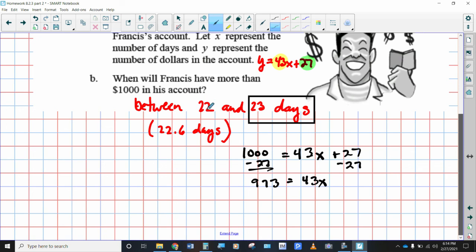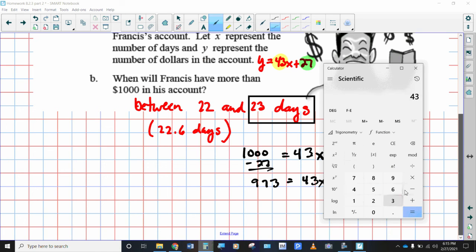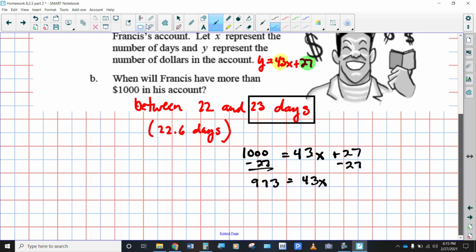But since in 22 days he will not have 1,000, it'll be on the 23rd day when he'll have just a little bit more than 1,000. And let's see what that would be. 43 times 23 is 989, plus the 27 that he started with means that on the 23rd day he would have $1,016. And that is it for our homework.